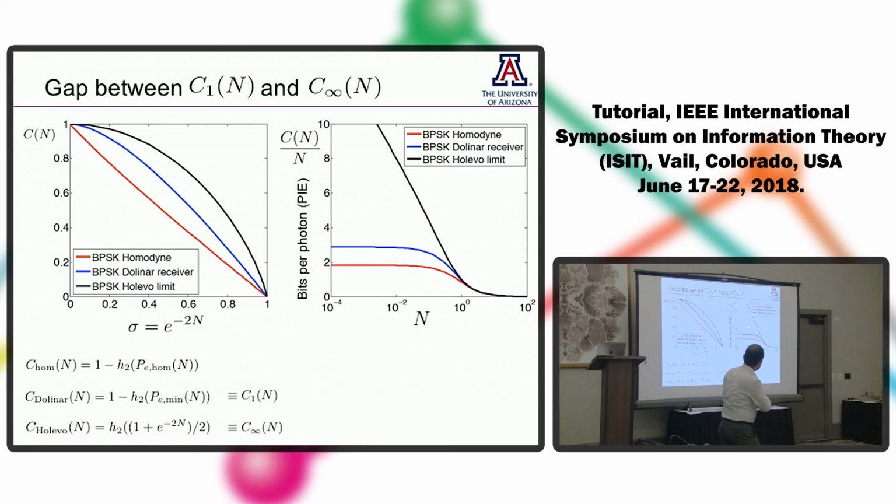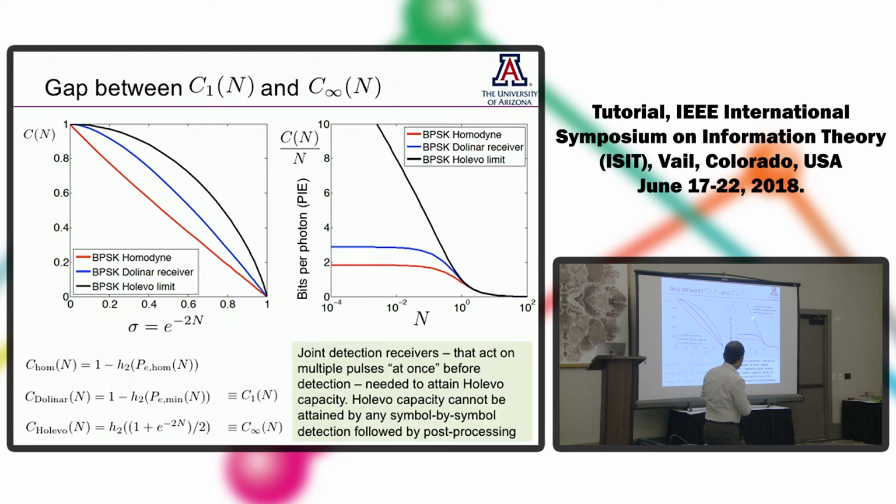So this blue is C1 and this black is C infinity. And this ratio was what I was talking about that goes to infinity. So that sigma, the overlap between alphas, they translate to the mean photon number using that formula. So there is a big gap between these two. And in order to bridge that gap, we need joint detection receivers. We need to detect multiple pulses at once before you do any further post-processing.